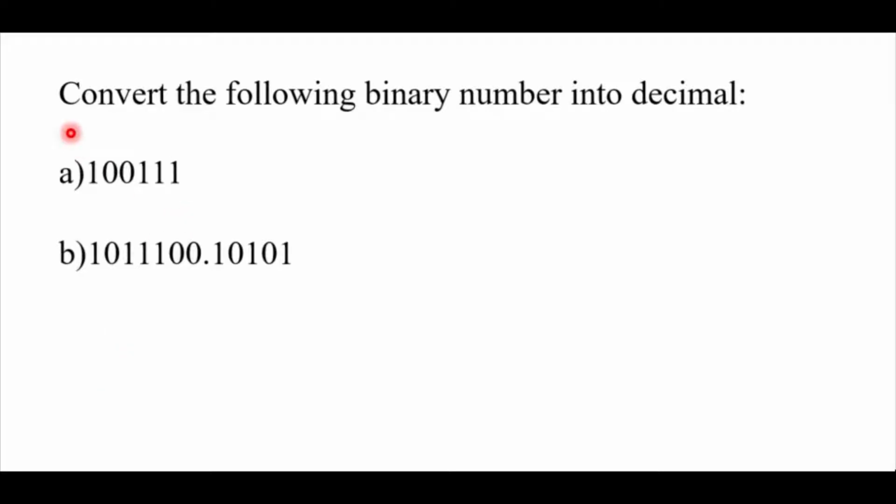Hello friends, the question is: convert the following binary number into decimal. Today we will learn how to change a binary number into decimal in a very simple way. The first binary number is 1001111 and the second one is 1011100.10101. So let's start.